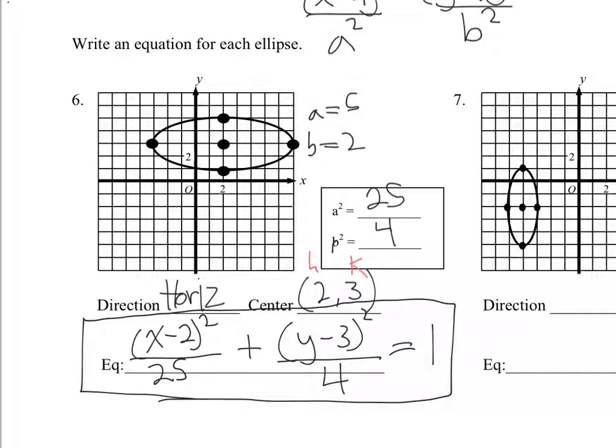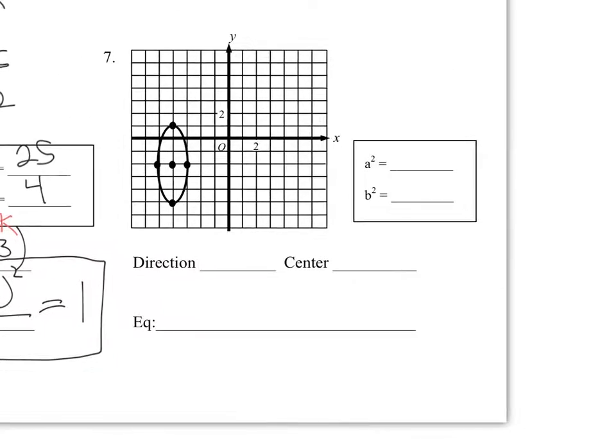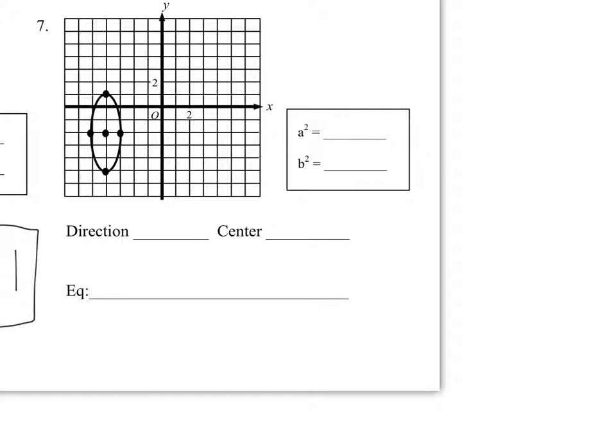So let's try one more. Let's try number 7. All right, so with number 7, we can clearly see that the direction of this one is vertical. Okay. We have the center. I'll go ahead and just take care of the center right now. That's -1, -2, -3, -4, -1, -2. So our center is -4, -2. So now we need to come up with a squared and b squared, okay?